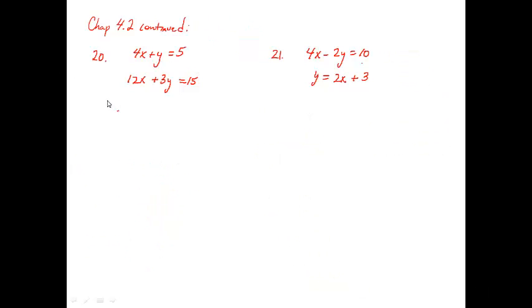Okay, now let's work on numbers 20 and 21. Number 20. I'm still going to use substitution. So I have 4x plus y equals 5 and 12x plus 3y equals 15. When I use the substitution method, the first step is to solve one of these equations for one of the variables. So let's call this equation 1 and this equation 2. Again, I see that the coefficient in front of y in the first equation is a 1, so I'm going to solve the first equation for y.